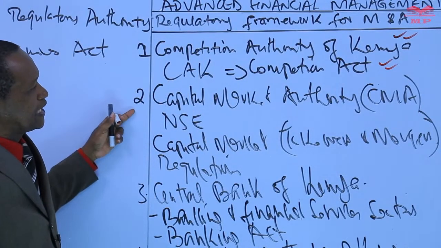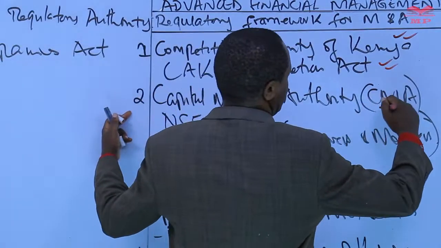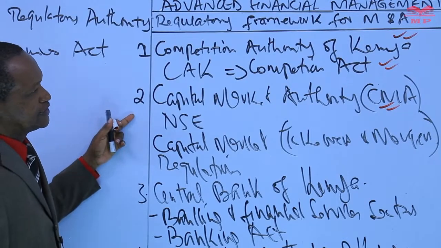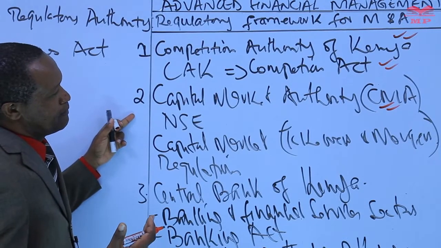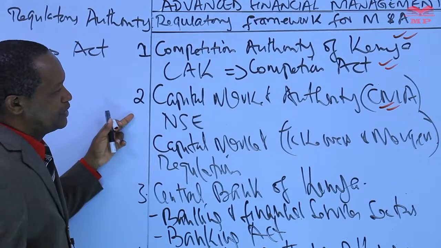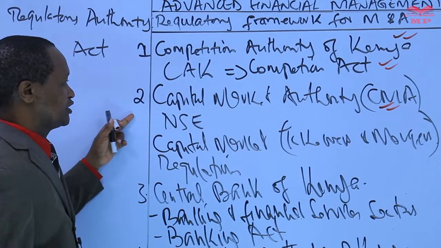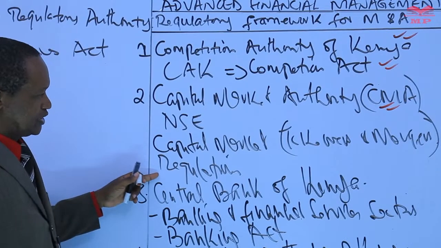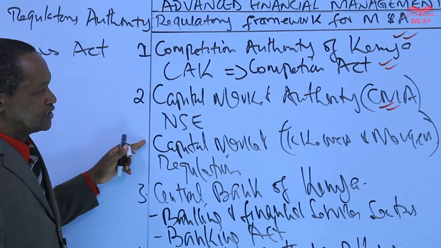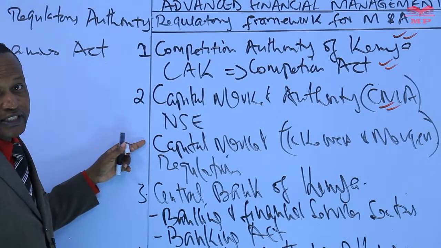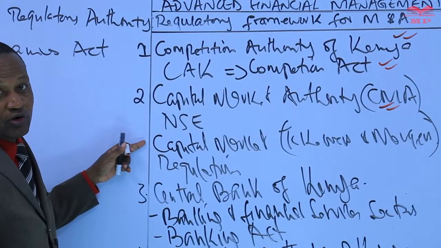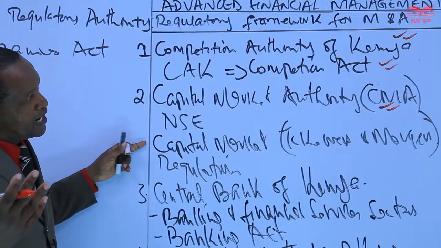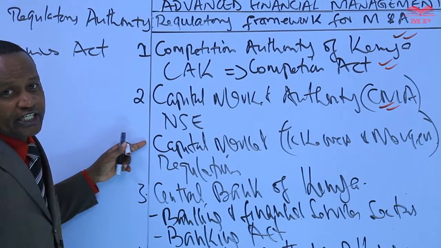The second body is the Capital Markets Authority. The Capital Markets Authority, we've said, regulates mergers and acquisitions of companies that are listed on the Nairobi Securities Exchange. And the Capital Markets Authority has developed regulations that are referred to as the Capital Market Takeovers and Mergers regulations, which provide the framework for mergers and acquisition transactions.